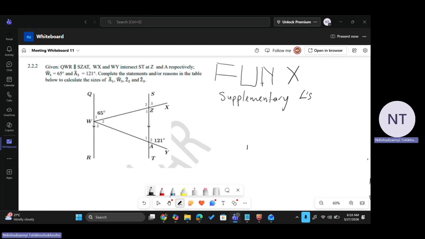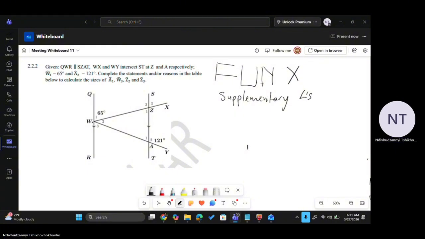So the reason why I'm doing this is to make you aware that you can be creative on these things. It doesn't necessarily mean that you have to follow a specific standard to solve a question. If supplementary angles work and you're applying it right, then use it. If fun X works and you're applying it right, then use it, because you can see parallel lines in there, right?